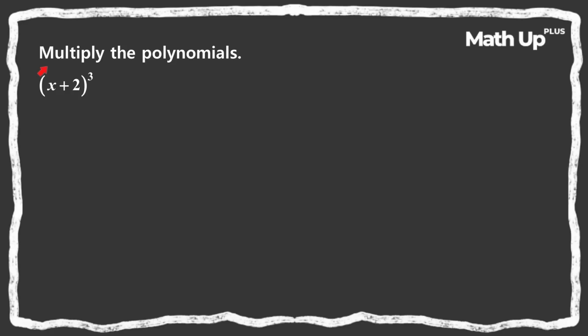The question is to multiply the polynomials. If we have a binomial cube, then the formula is a cubed plus 3 times a squared b plus 3 times a b squared plus b cubed. So if you look at the pattern of this formula right here, the coefficients are 1, 3, 3, 1.